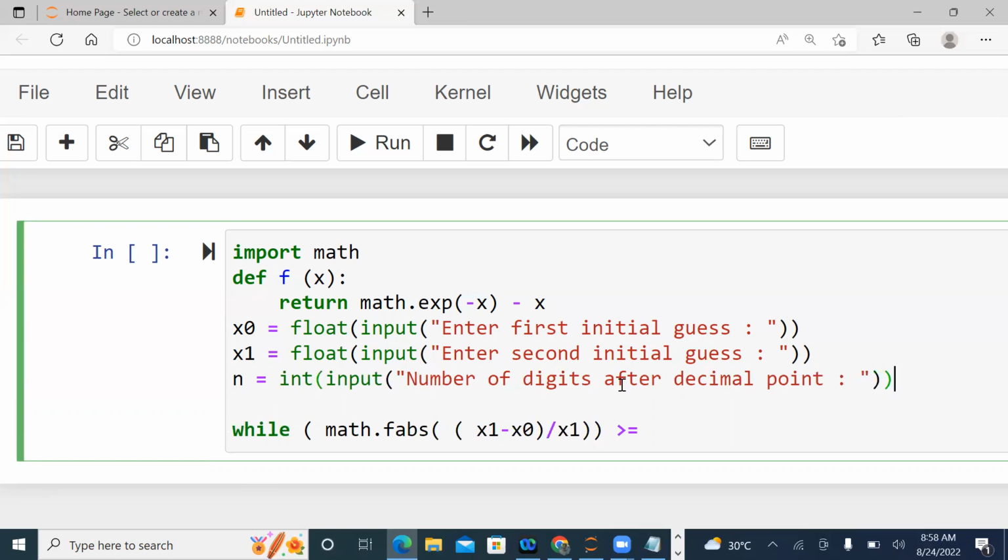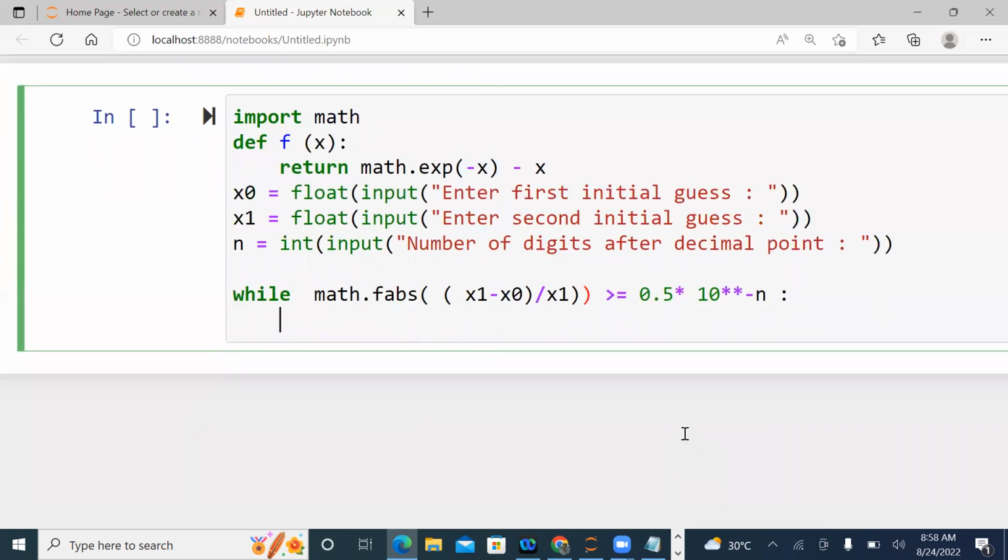Now, the accuracy you want is up to n digits. So the formula for relative error is 0.5 into 10 raised to minus n. If the relative error is more than this, then the roots are not correct. Find out x2. What is x2? The average of x1 and x0.